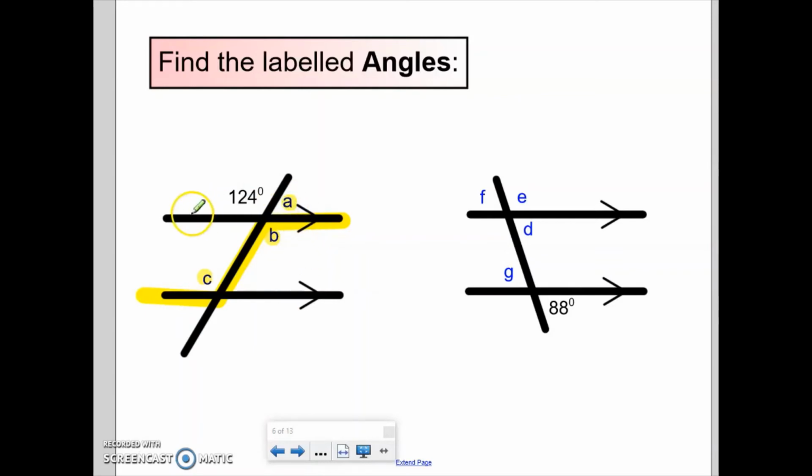Angle A we can work out because angles on a straight line have to add up to 180. So we could do 180 subtract 124, which is going to tell us that angle A is 56.